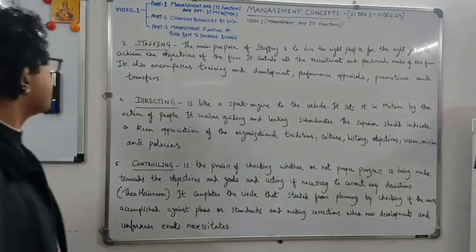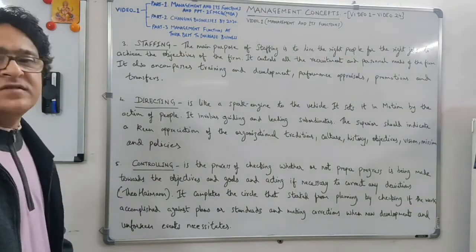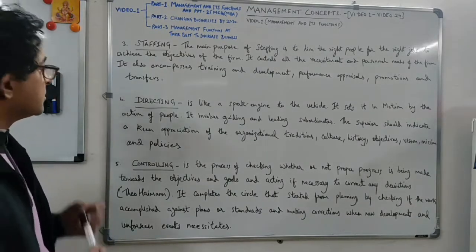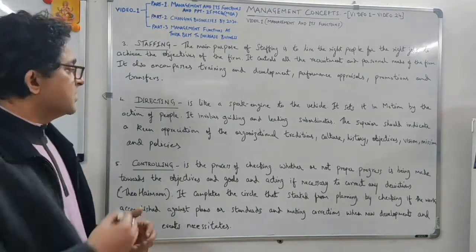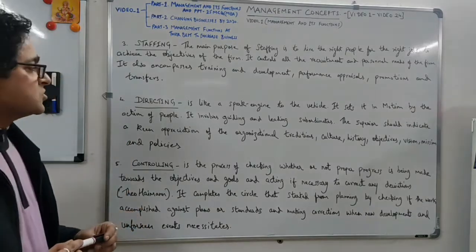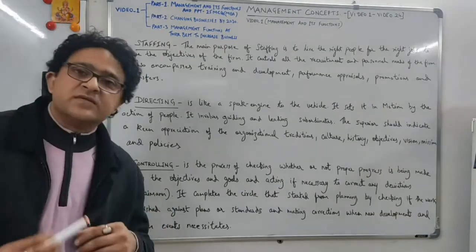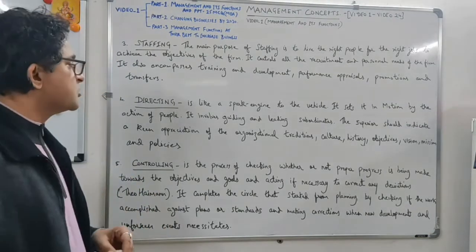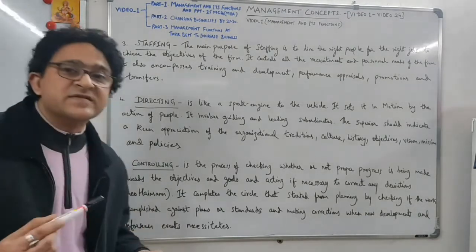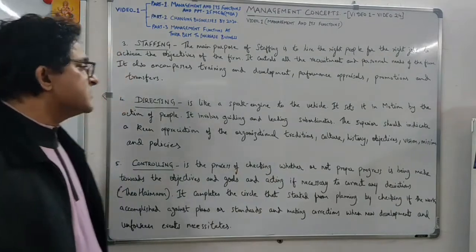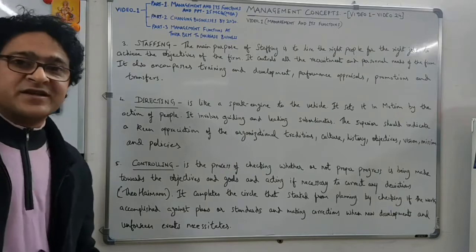The superior should indicate a keen appreciation of the organizational traditions, culture, history, objectives, vision, mission, and policies. This is basically in big and small firms. The managers do know all this, and this particular part should always be told to the people who join the company. These things should be known inside out, not only by the senior managers but also by the senior executives as well, who should know about the culture, traditions, history, objectives, vision, mission, and the policies of the company, right? Now that's the part of directing.